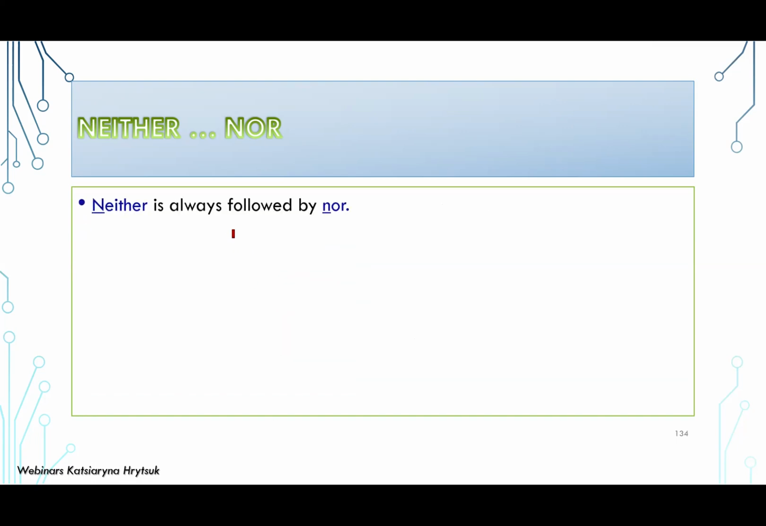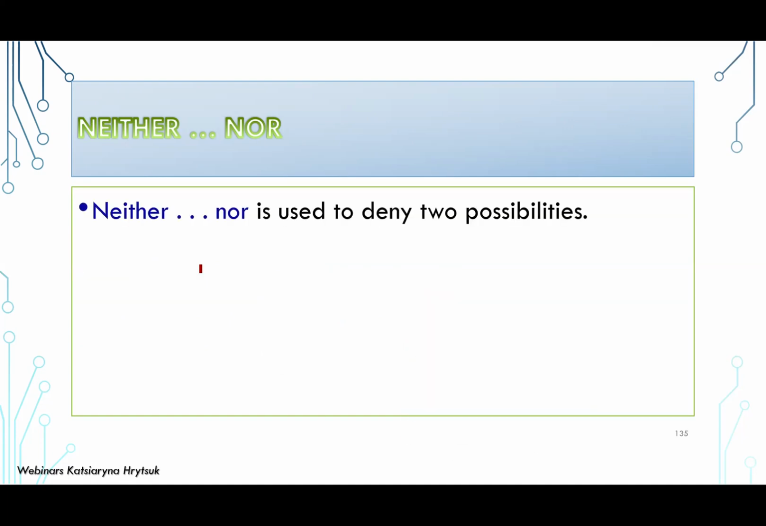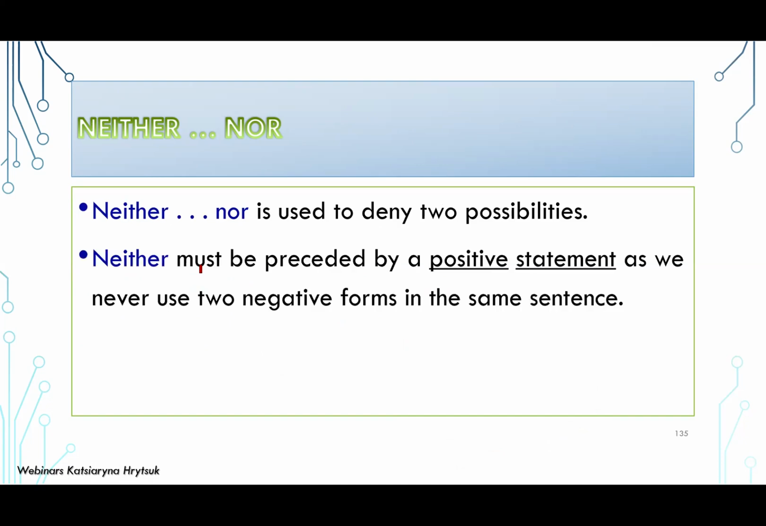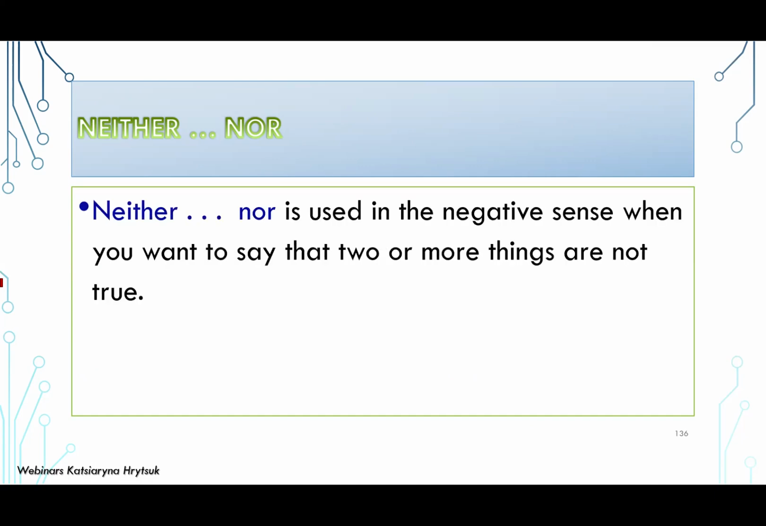Neither is always followed by nor. Neither Tom nor Peter could. So neither is always with nor. If you see neither, you should find nor somewhere. They're like friends. Okay? So neither... nor is used to define two possibilities, but negative. Wednesday is neither the first nor the last day of the week. So not like this and not like that. So neither... nor. This is a bit repetitive.